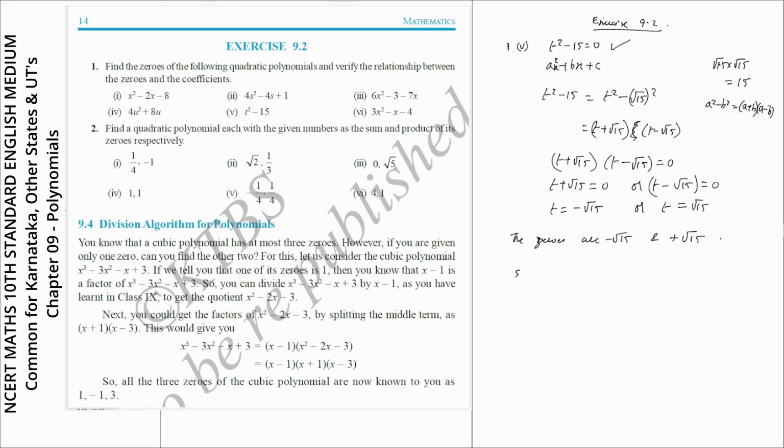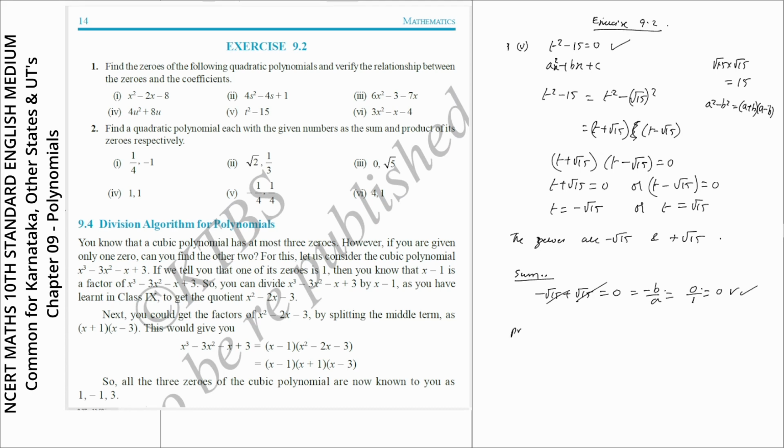So now some property I will check. When I add minus root 15 plus root 15, what I'll get? I'll get 0. Both will get cancelled. So this should be equal to minus b by a. What is b? B is 0. You can check it out. There's no b term in the given polynomial. B is 0 by a is 1. So 0 by 1 is 0 only. So this condition is verified.